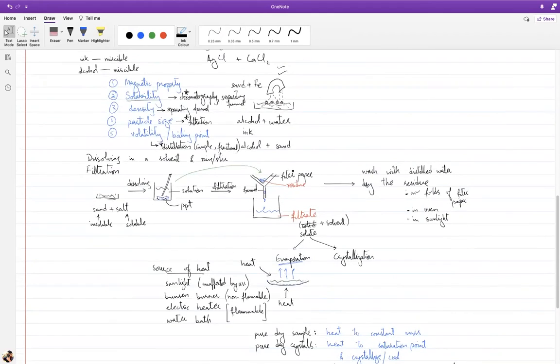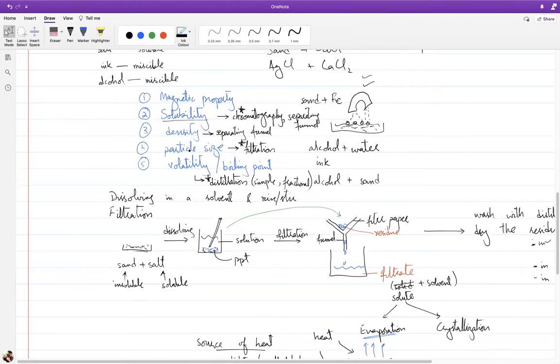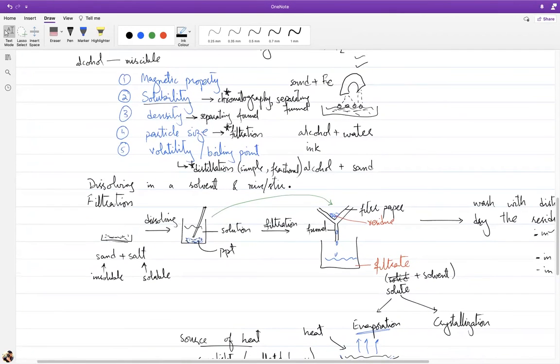So the next method that I want to discuss is, what do we do if we want to separate stuff based on the density?